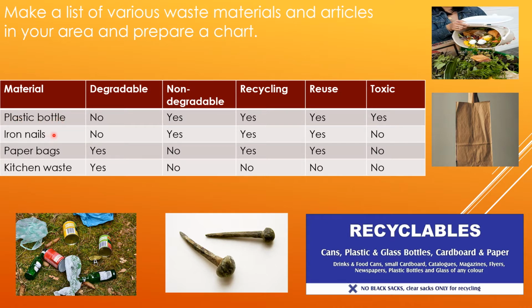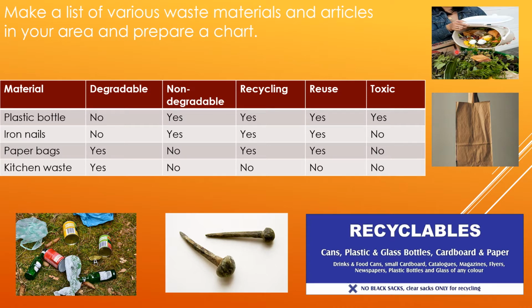Other examples I have given here. For example, iron nails, paper bags, kitchen waste, etc. Plastic bottles like this, iron nails, paper bags. This is the kitchen waste, which includes spoiled vegetables, stale food, eggshells, peelings of fruits. All these are included in the kitchen waste.